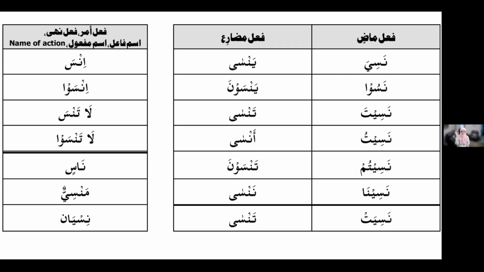Nasin, mansiyun, nisyan. Very good. I will also say it once more. Nasiya, nasu, nasita, nasitu, nasitum, nasina, nasiyat.